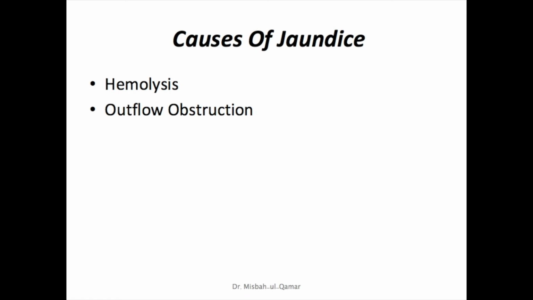In hemolytic type of jaundice, there is increased destruction of red blood cells with the rapid release of bilirubin into the blood. Now, this excess bilirubin is actually beyond the conjugating ability of the liver. So, the excess bilirubin is in the unconjugated form.